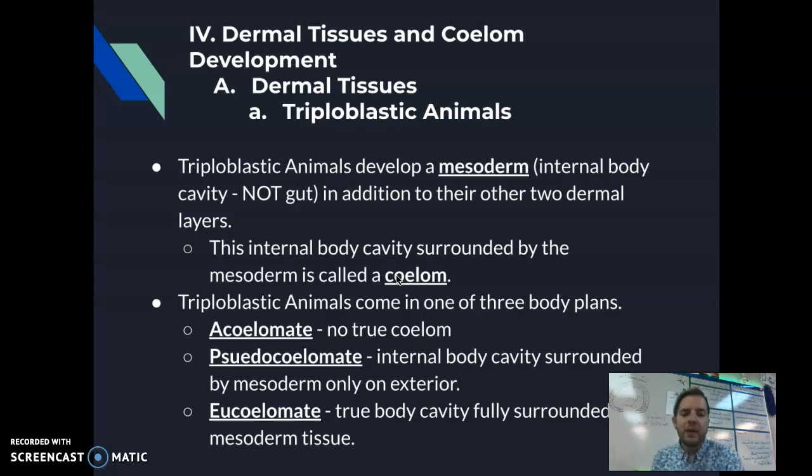We have pseudocoelomates, which I'll talk about. Those are organisms that have that internal mesoderm cavity, but the mesoderm is only around one side of it. The other side of that cavity is open to the gut, which is weird. Those are pseudocoelomates, pseudo meaning false. So they have a coelom, but it's not a true coelom. It's a false coelom. And then we have the eucoelomates, or just coelomates, because they have a true coelom. They have a true internal body cavity created from that mesodermal tissue.